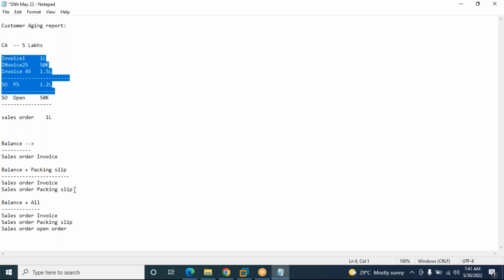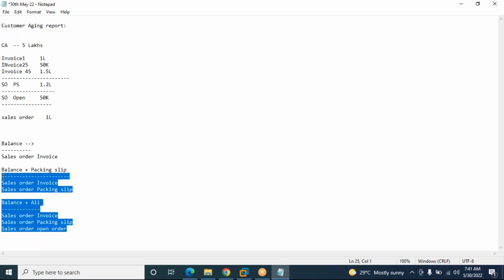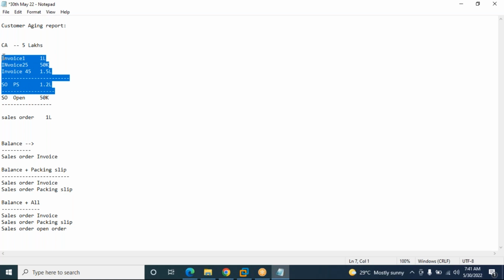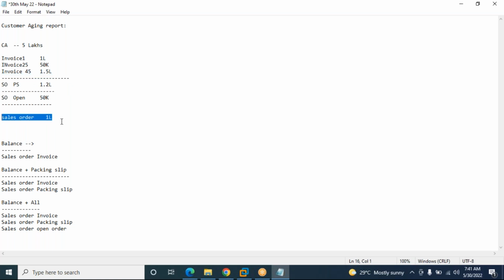At least this is the best practice, because packing slip is already delivered. That means the material is delivered, and I need to do the invoice. It means 4.2 lakhs worth of material is already delivered to the customer, only 3 lakhs invoiced. The remaining 1 lakh I will invoice today or tomorrow. Then it should stop. It should allow up to 80,000 only.